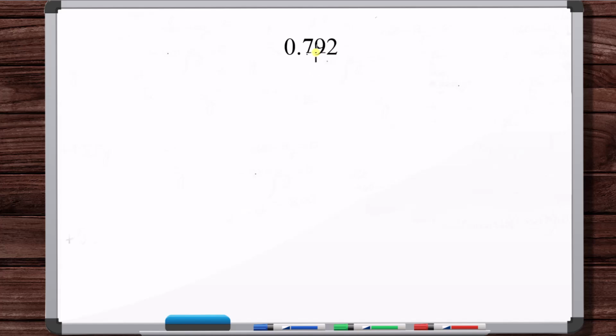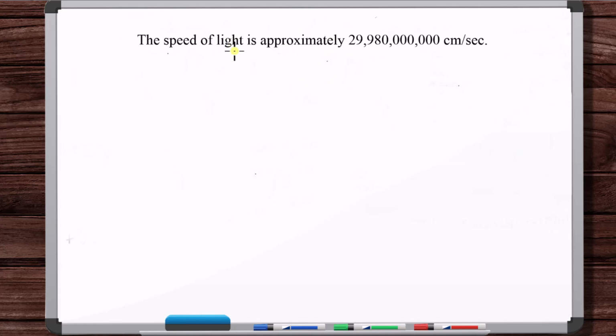Okay, we want to write this first number between 1 and 10, so 7.92 times 10 to the minus 1. This is the scientific notation representation of this number. The speed of light is approximately this value, centimeters per second. So we're just going to write these physical values in scientific notation.